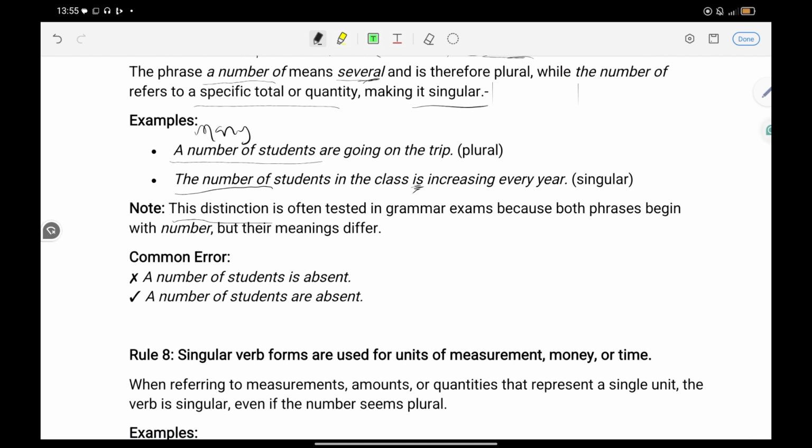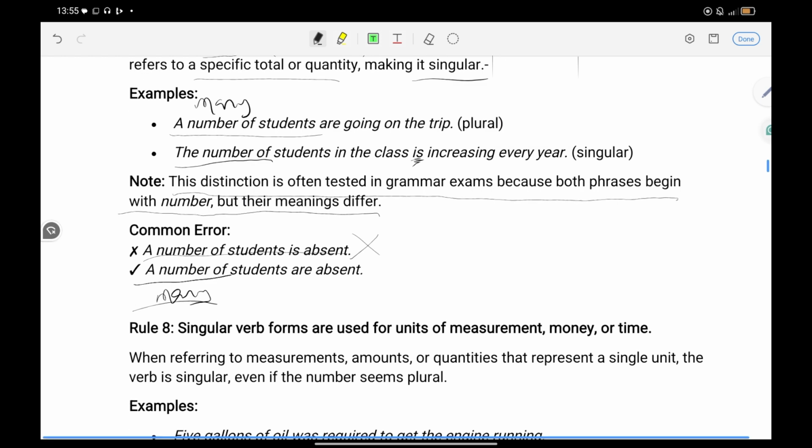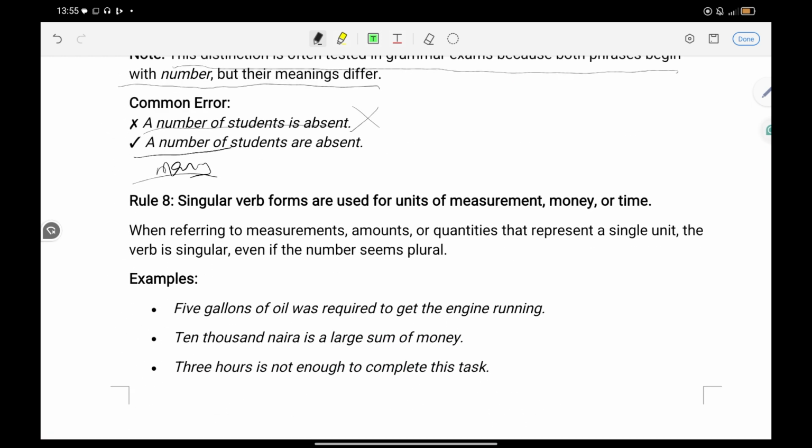Note this distinction is often tested in grammar exams because both phrases begin with "number," but their meanings differ. So "a number of students is absent" is wrong. It is "a number of students are absent" because a number of means many. Always have that at the back of your mind: a number of means many, the number of means specific. Now, rule 8.